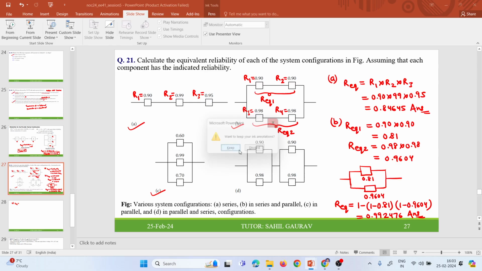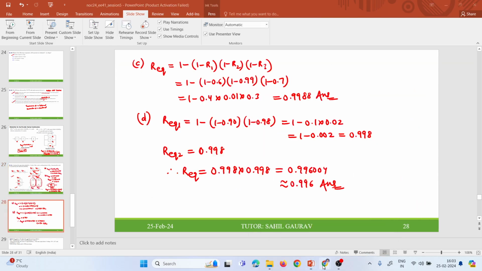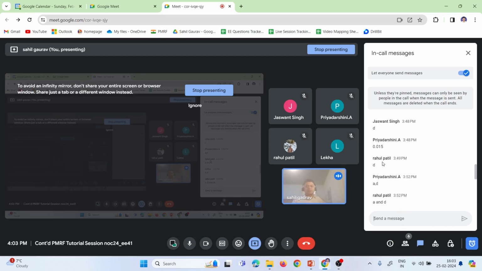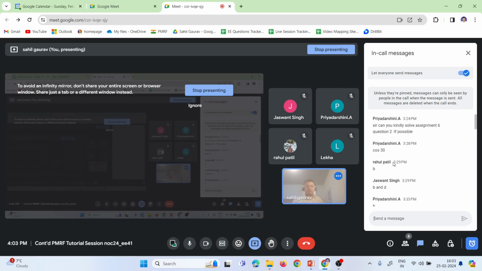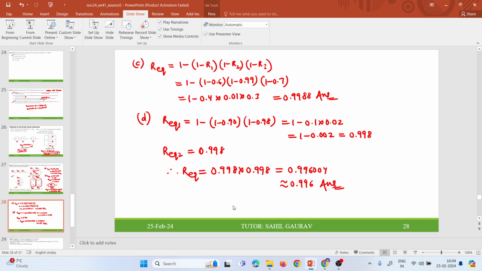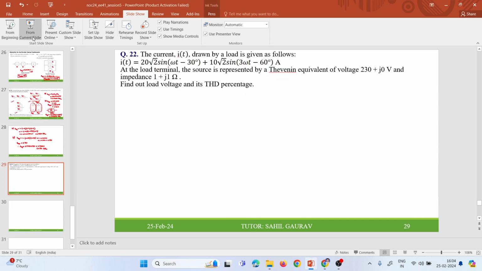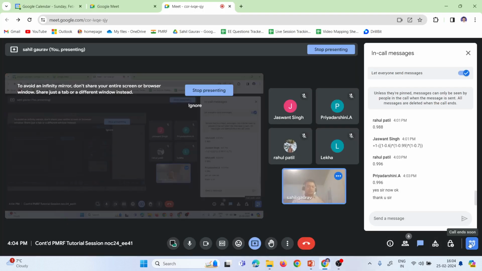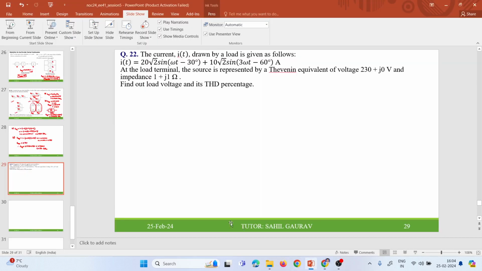Priyadarshini, are you able to solve problem 2 of assignment 6 from now? You were asking how to solve assignment 6 question number 2. Now you got it? Yes, okay. Now we are moving to the last problem of today's session. I don't know how much time I have left. We have 20 minutes. Okay, all right.